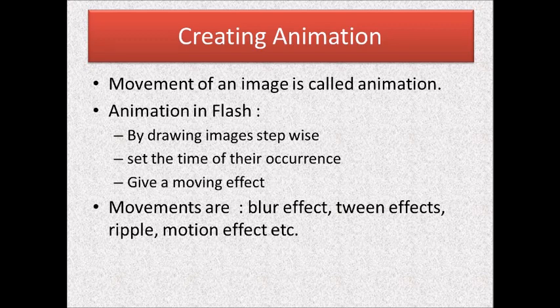The movement of an image in Flash is called an animation. In Flash, it is done first by drawing the images stepwise, then setting the time of their occurrence, and then giving a moving effect. So, you have to draw the image, then set the time of their occurrence and give the moving effect. The movements mostly are of blur effect, tween effect, ripple, motion effect, etc. These are the different movements available in Flash.